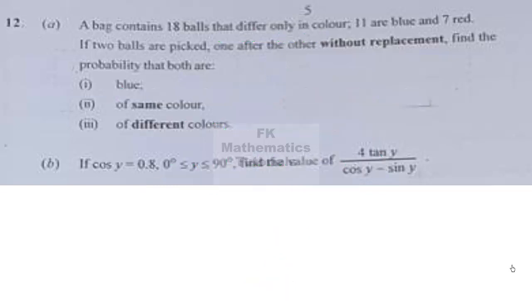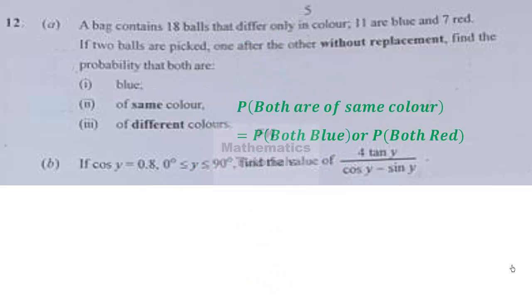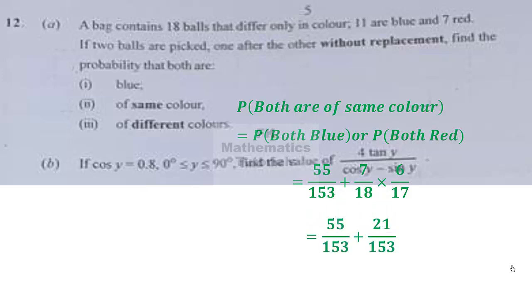Then the second one, we are calculating the probability that both are of the same color. So either both are blue or both are red. If both are blue, we know that to be 55 over 153. If both are red, it will be 7 over 18 times 6 over 17. So this will give us 76 over 153.